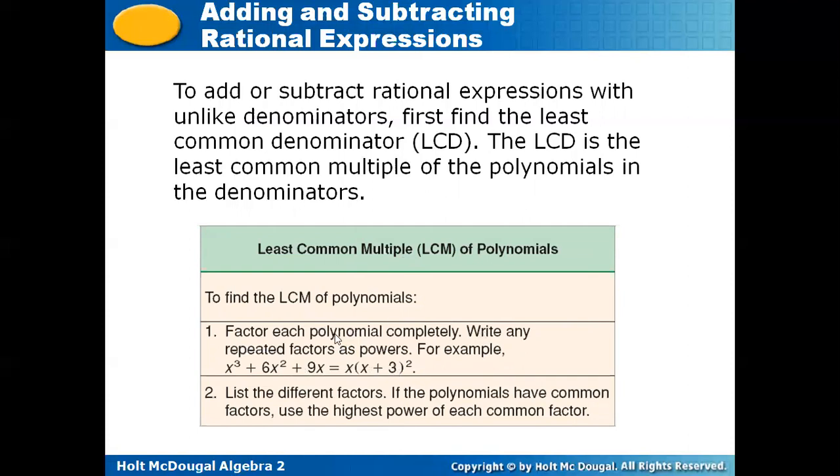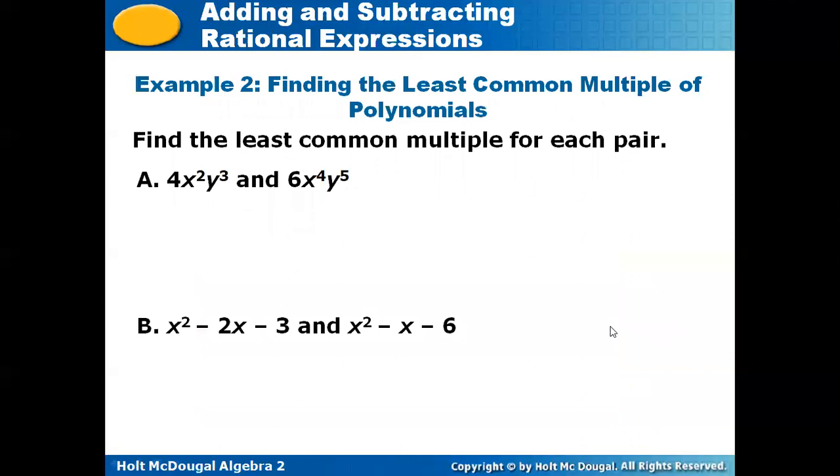For example, x cubed plus 6x squared plus 9x. x is common in each term, so we can take that out. The other factor is a perfect square trinomial, and you can write that as x plus 3 raised to the power of 2. Then number 2, list the different factors. If the polynomials have common factors, use the highest power of each common factor.